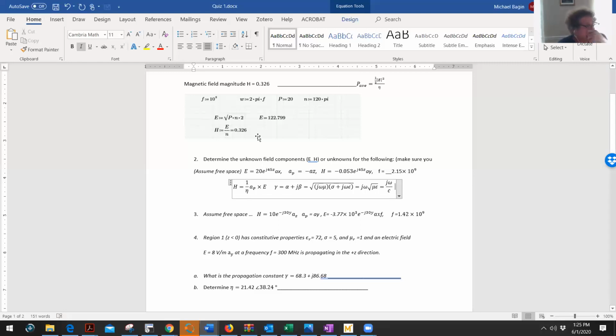Since we know it's lossless, there's no alpha, it says free space. Therefore, omega over c is equal to beta, or I could say that omega is c times beta, and therefore f would be c times beta divided by 2 pi. Do you all agree with me? So that's just checking boxes to make sure you understand how to do these things quickly. That was the first one.